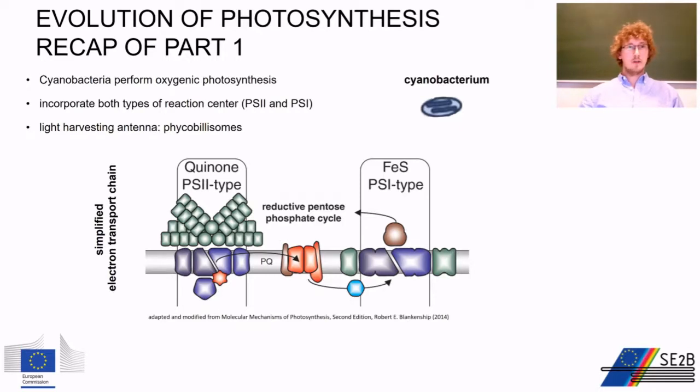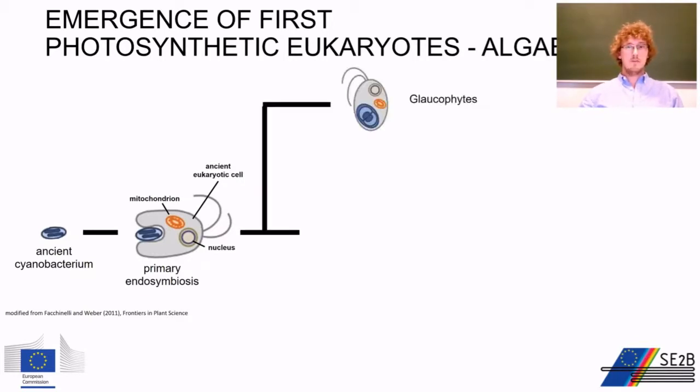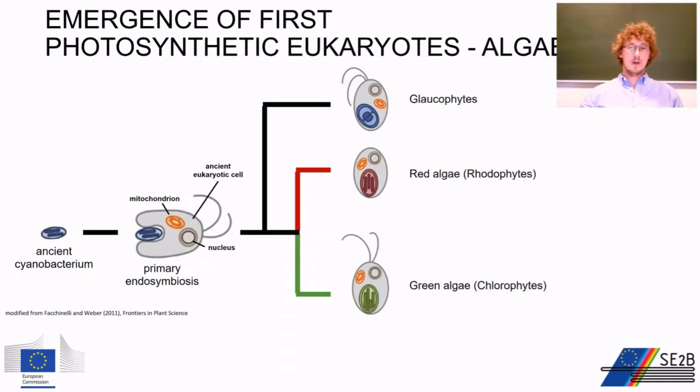These cyanobacteria are quite important as they are involved in the development of photosynthetic eukaryotes, which formed very likely from an endosymbiotic event, where an ancient eukaryotic cell engulfed an ancient cyanobacteria and formed the first algae. These algae developed further into lineages that we still know today, namely the glaucophytes and the red algae and green algae. This primary endosymbiosis event is very important as it gave rise to the first chloroplasts that are still present today in modern plants and algae.